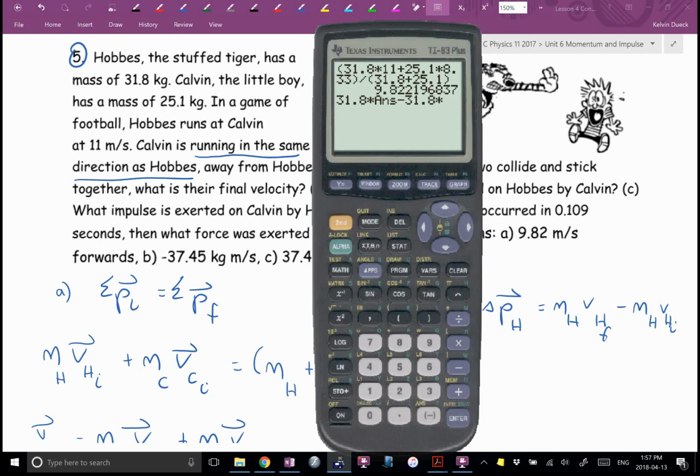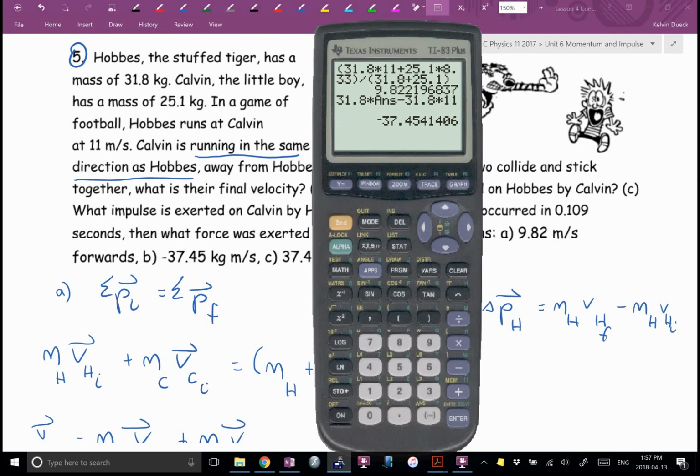Yep. By the way, did Hobbes slow down or speed up when he hit Calvin? So did he gain momentum or lose momentum? So am I expecting a positive impulse or a negative impulse? Did I get a negative? Oh, heck yeah. Is that going to freak me out? No, that's going to relax me and make me think I probably did this correct. Does the answer say negative 37.45?